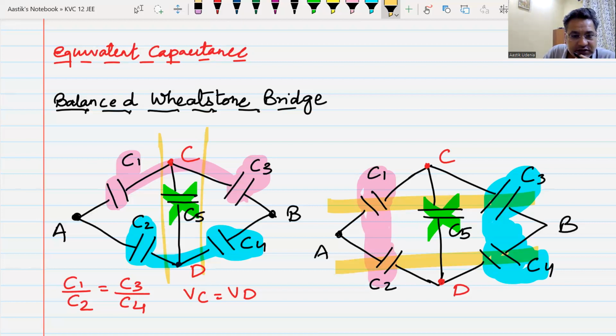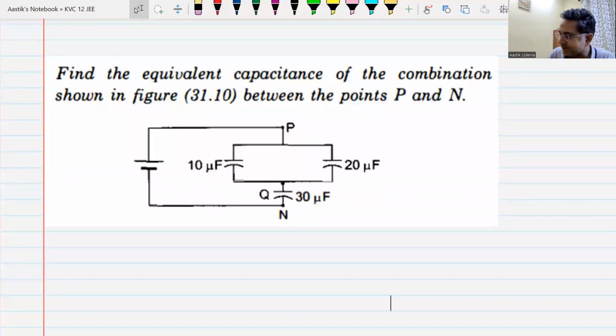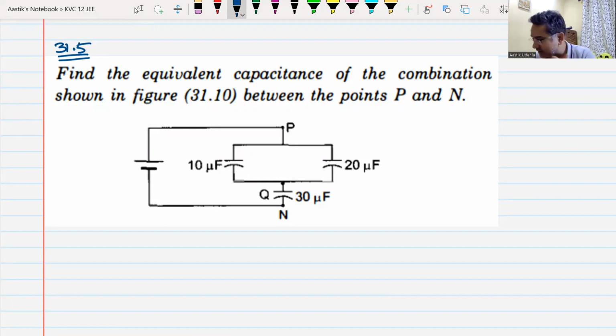Then you can move on to page number 148 of your book. I don't know, a new book or old book, and you will find this question so that you can do it faster and you don't have to draw the diagram. This is example number 31.5. If you can't find it from the page number, you can find it from the question number. This is a very simple question where they're asking us to find the equivalent capacitance between point P and point N. How do you get the equivalent capacitance between point P and N?